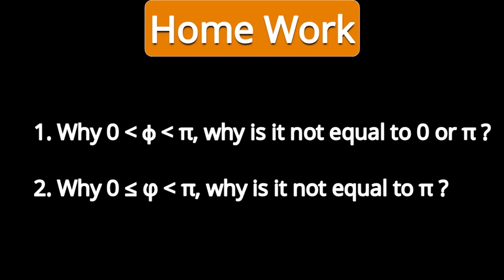The second question is, we consider per phi, a variant angle used for the vertical plane, to be greater than or equal to 0 but less than pi. Why is it not equal to pi? Are you getting the second question? I want the answer for the second question also in the comment box. I am waiting for your answers.